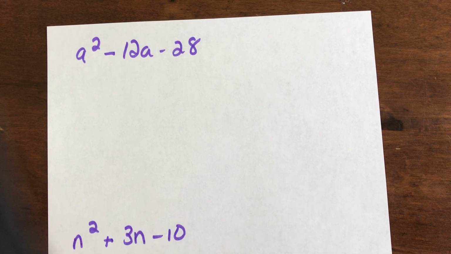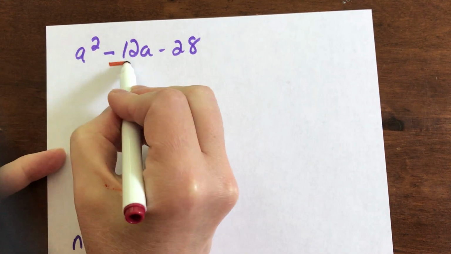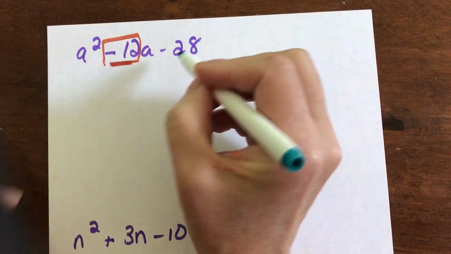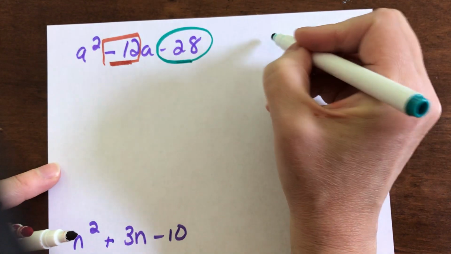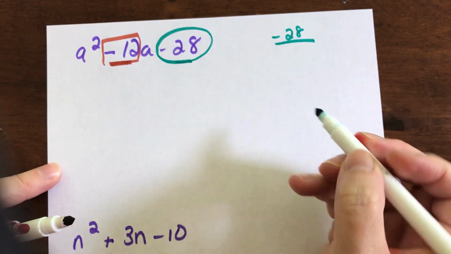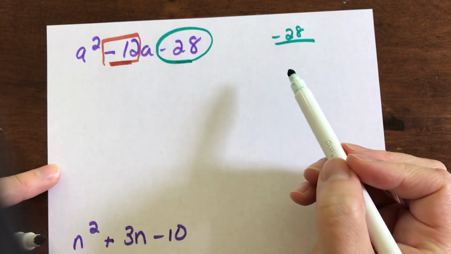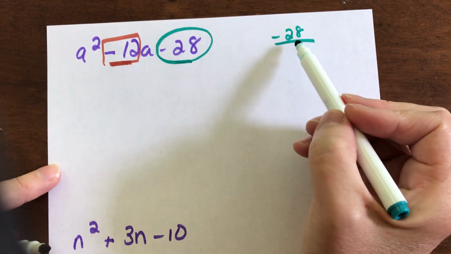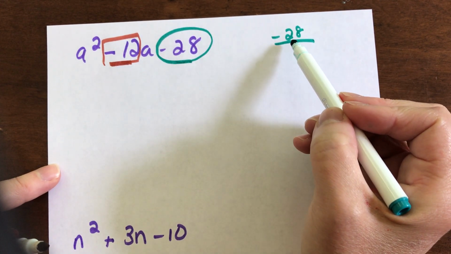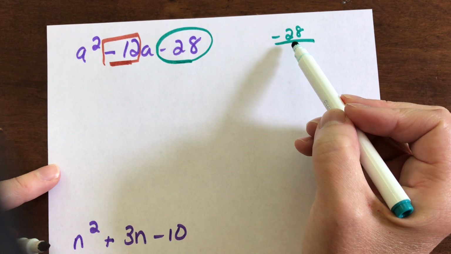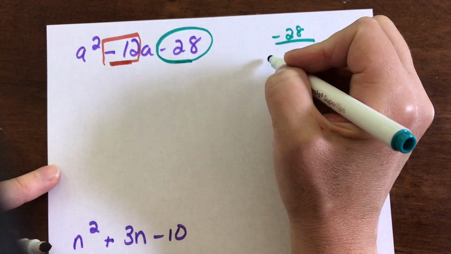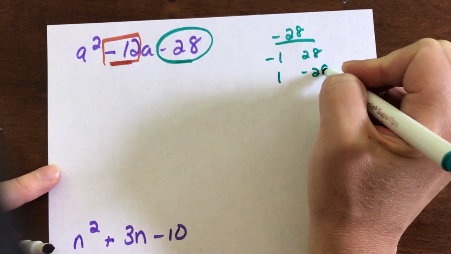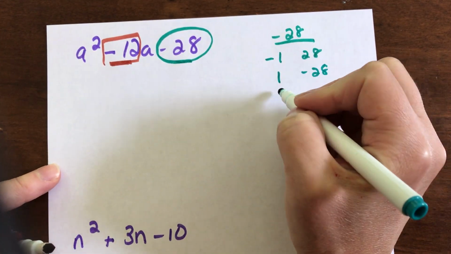Okay, so my magic middle number is negative 12. My last number that I need to look for the factors of is negative 28. So I'm going to bring negative 28 over here. So I'm looking for factors of negative 28 that when I add them together equal negative 12. All right, now if I have a negative multiple, that means one has to be positive, one has to be negative. So you guys can know that negative 1 and 28 aren't going to work, or positive 1 and negative 28 aren't going to work. That's not going to be negative 12.